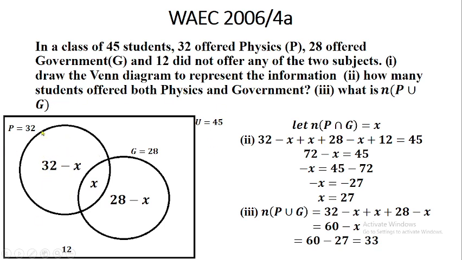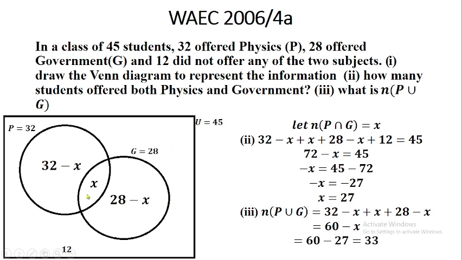So you must find physics only, that will be 32 minus X. Government only, 28 minus X. You must write them like this. Then people that did not do anything, 12. So this is the complete Venn diagram you have to draw. Then from there you can now find the number of students that offer both physics and government.